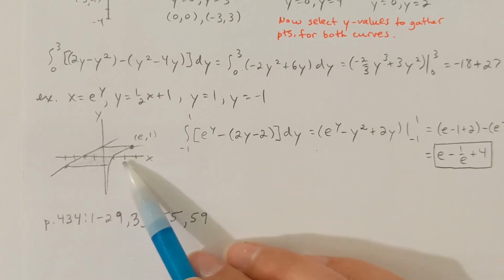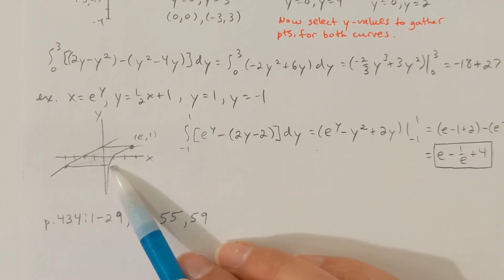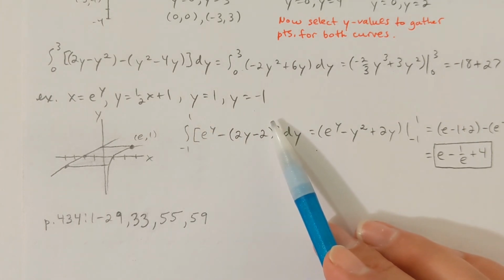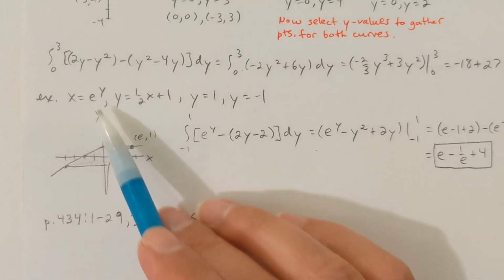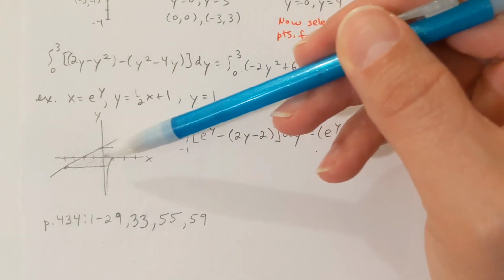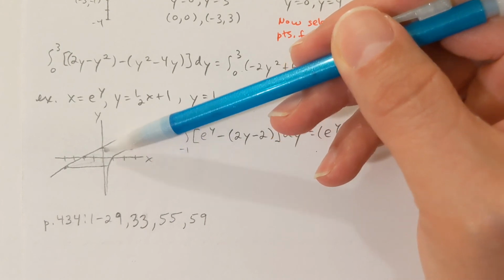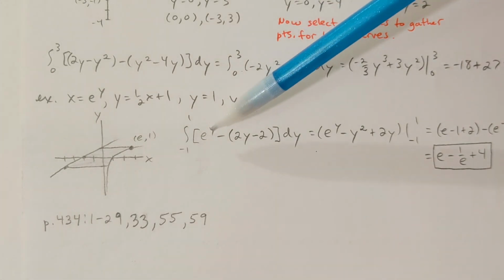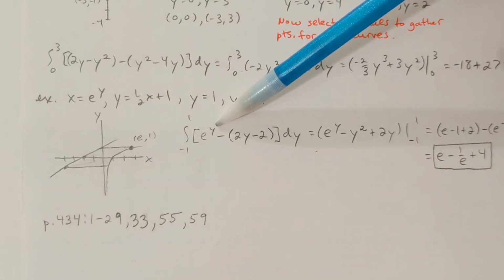Now, again, everything about my integral has to be in terms of y, okay, because I don't have a function of x. The conditions on y for this enclosed region are that y is going from negative 1 to positive 1, and I want the right curve minus the left curve. The right curve is e to the y.